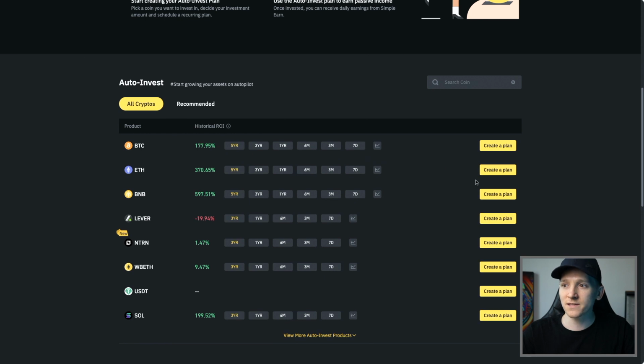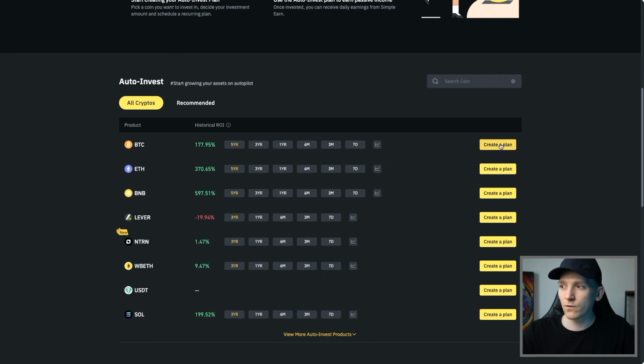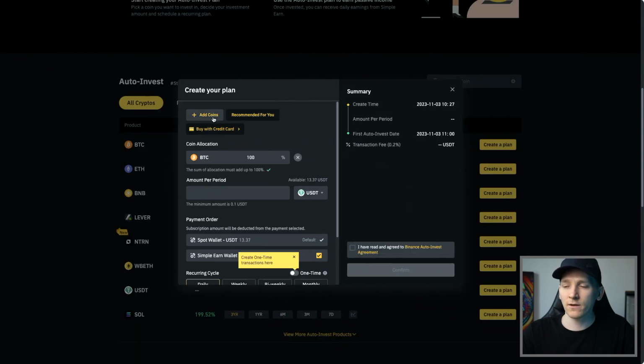So from here, you can just simply create a plan. So we're going to go to create a plan on BTC. And as you can see here, you can actually add coins. So if you want to have BTC and other coins, you can do that. But I'll just stick to BTC now.